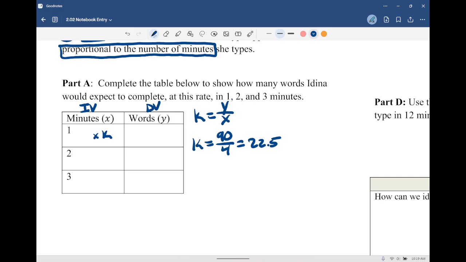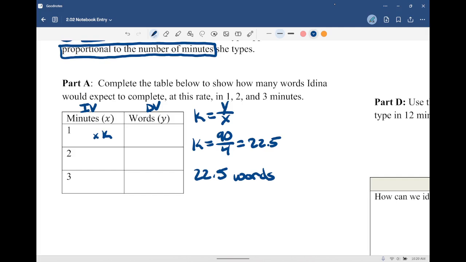Is that high? It has to do with words. Let's think about this. Words is a good start. This is our unit rate, right? This is our unit rate. This is 22.5. This is our unit rate.